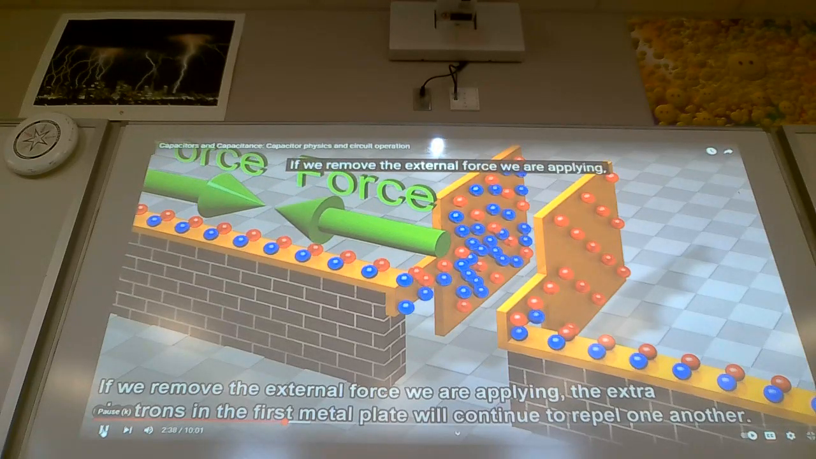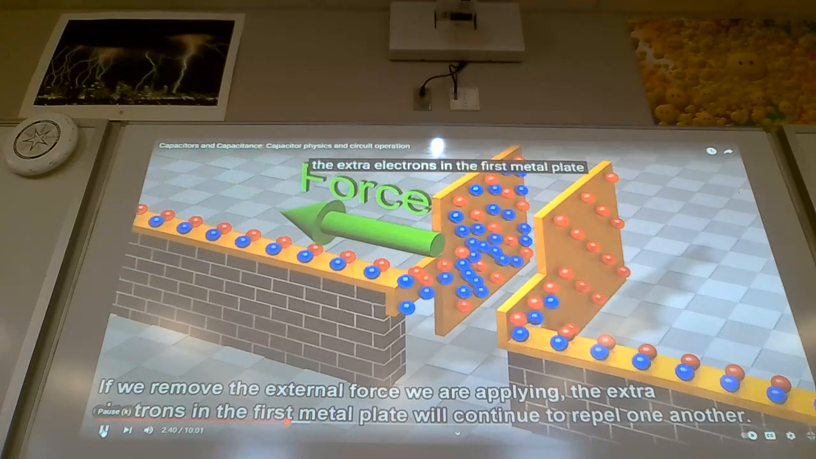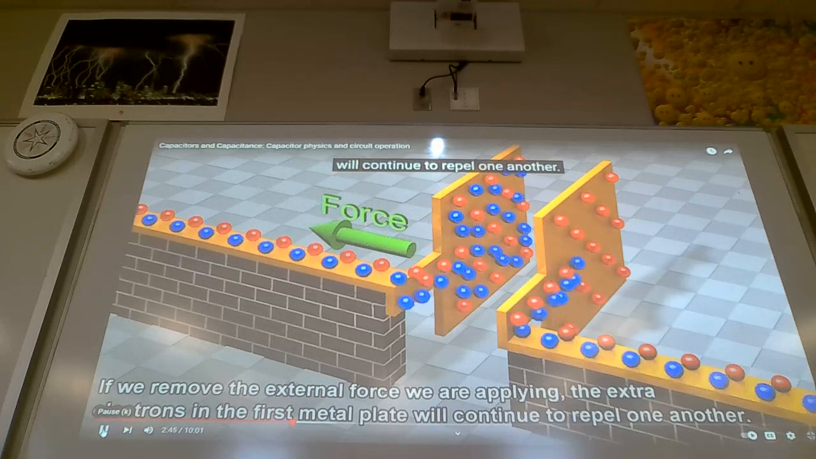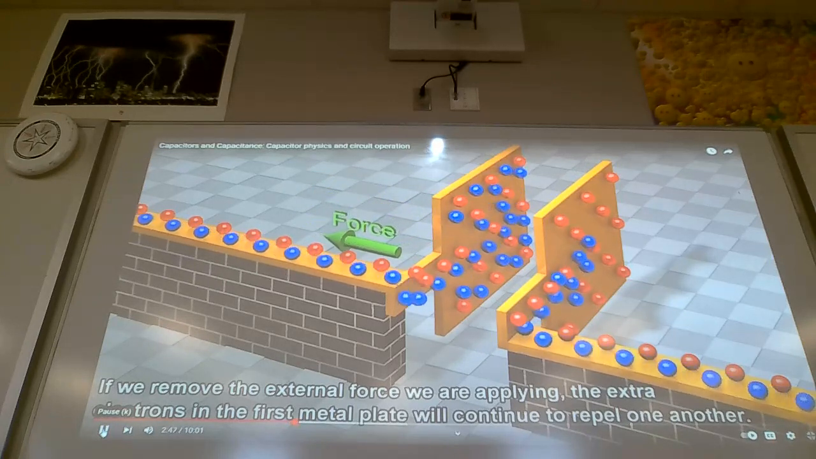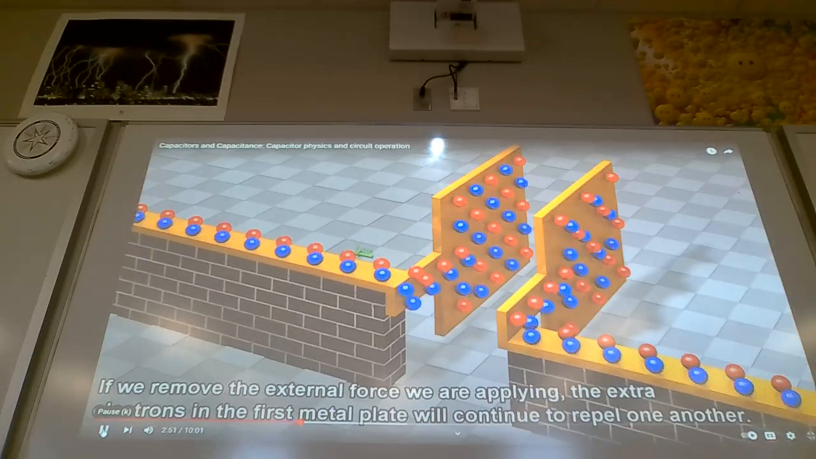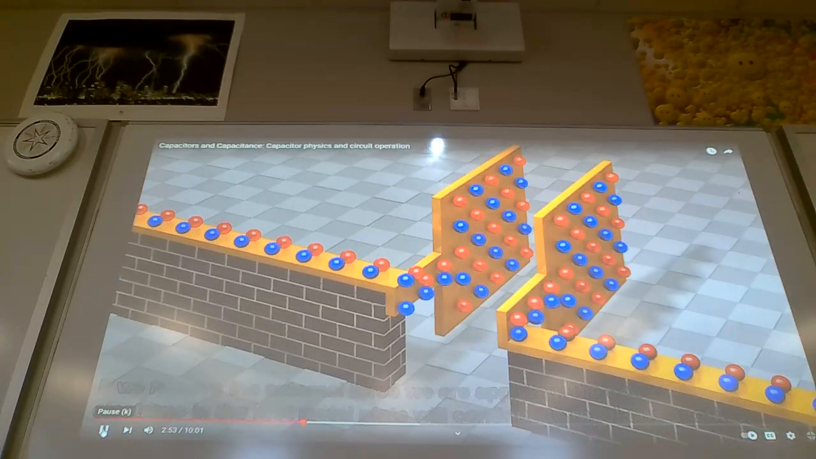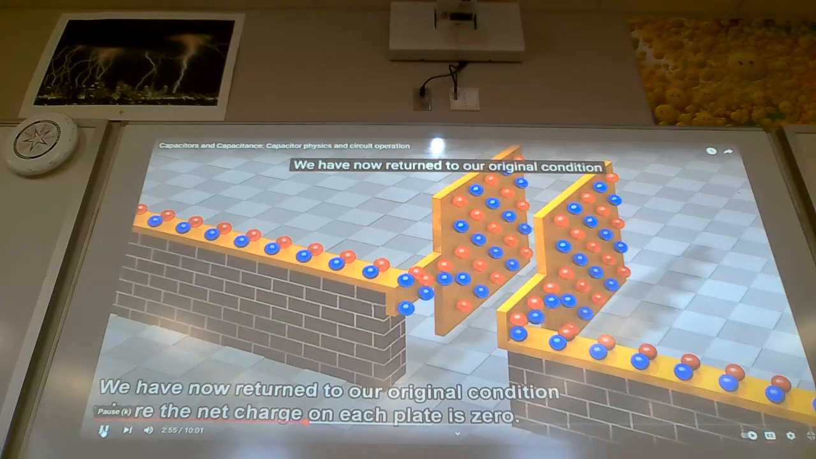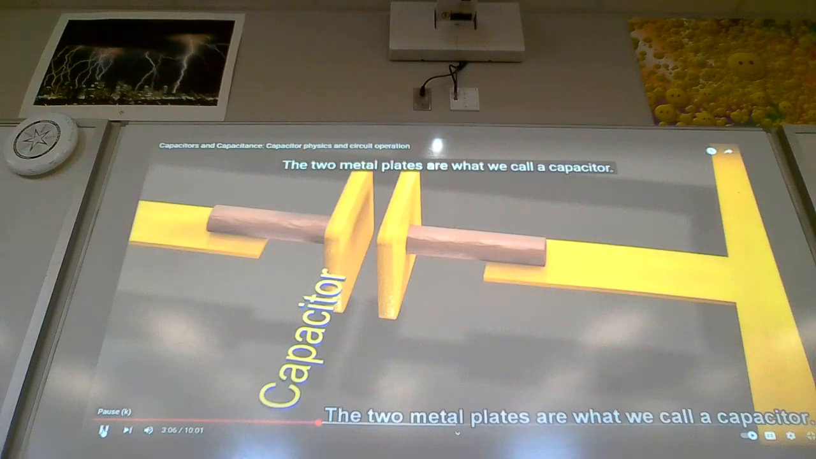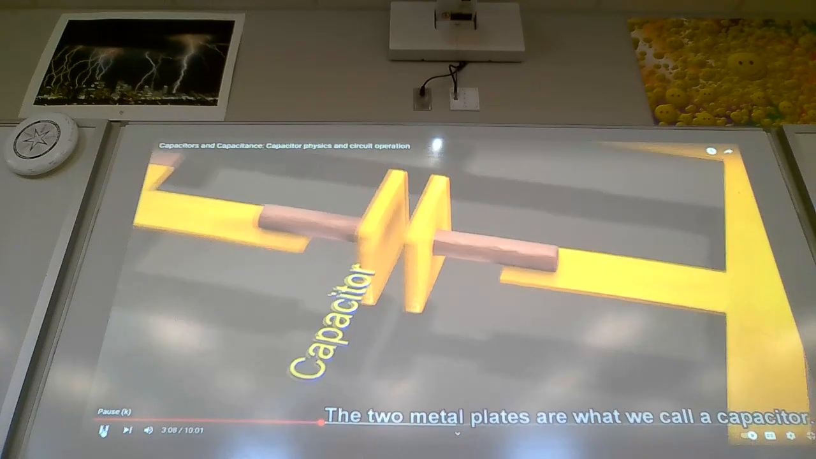If we remove the external force we are applying, the extra electrons in the first metal plate will continue to repel one another. So this is a capacitor discharging. We have now returned to our original condition where the net charge on each plate is 0. The two metal plates are what we call a capacitor.